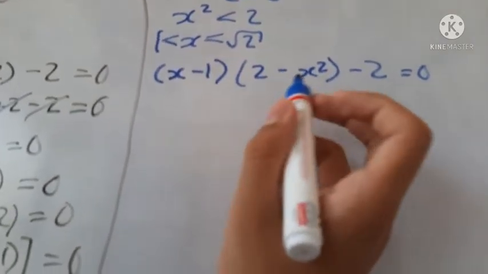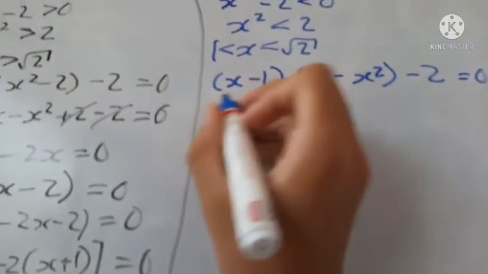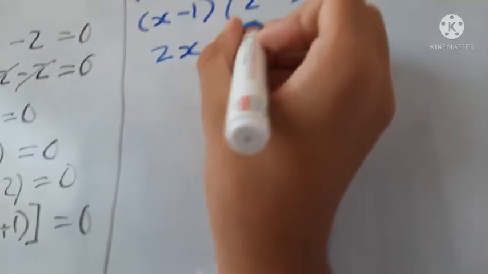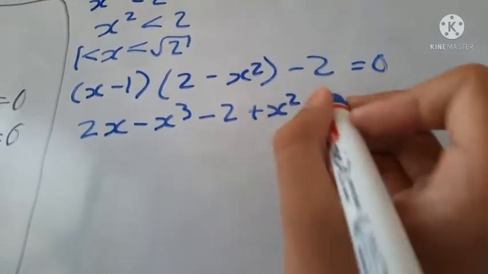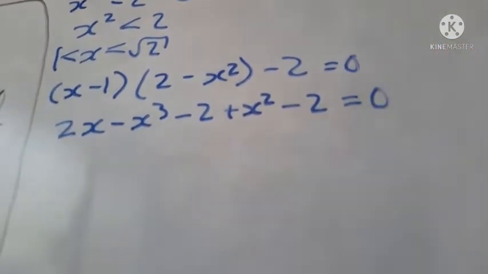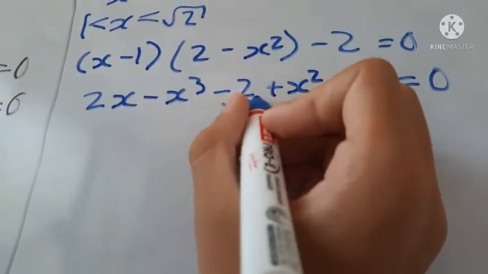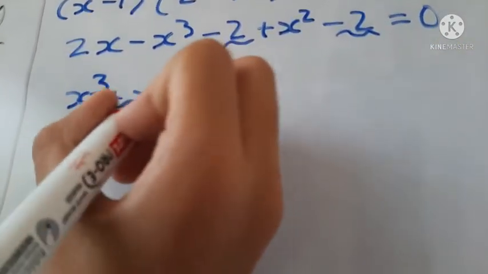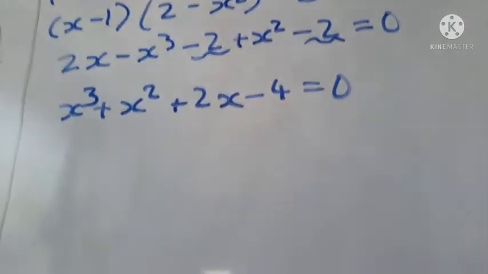Okay, so I am multiplying these out. It shouldn't be that tough. So we get 2x minus x cubed minus 2 plus x squared minus 2, and this is all equal to 0. Now let me just rearrange this for you and combine these two parts. We get minus x cubed plus x squared plus 2x minus 4 is equal to 0.